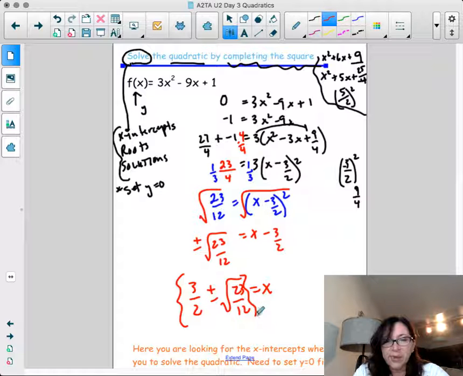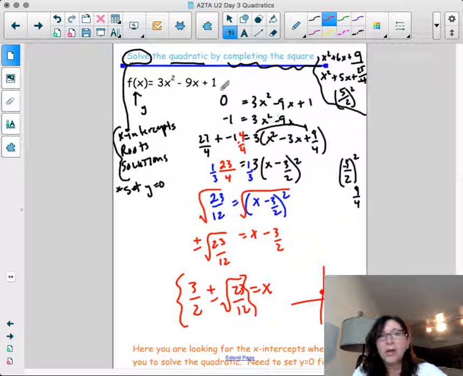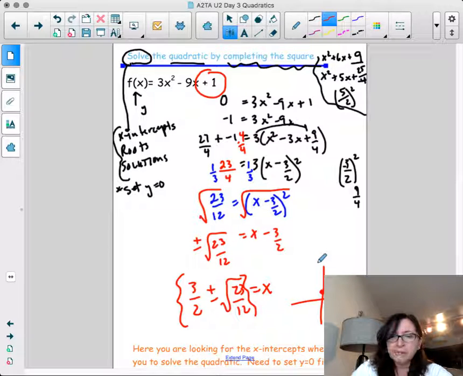When you simplify this, you're looking for your x-intercepts. So you're going to need some numbers that you can actually graph. At some point, we know this graph goes through the y-axis at 1, being my y-intercept when x equals 0. Not sure if the graph is going to go this way or this way.